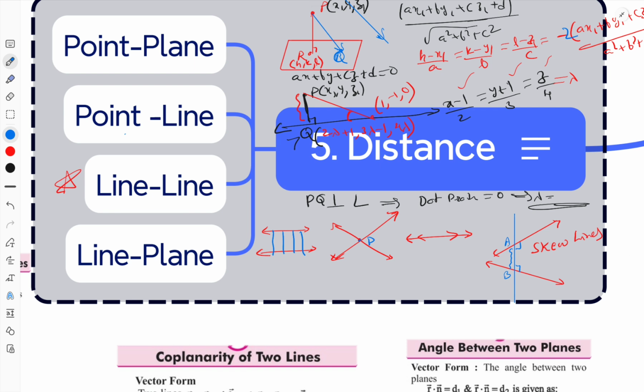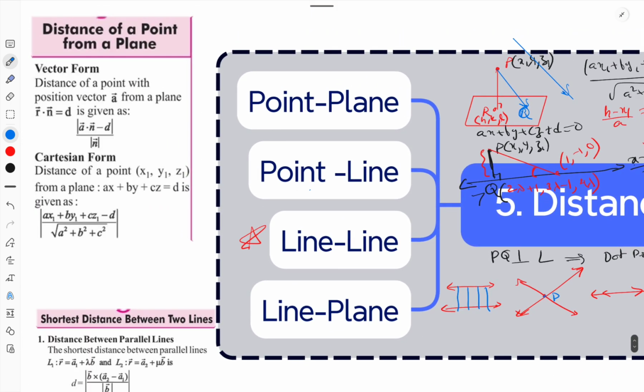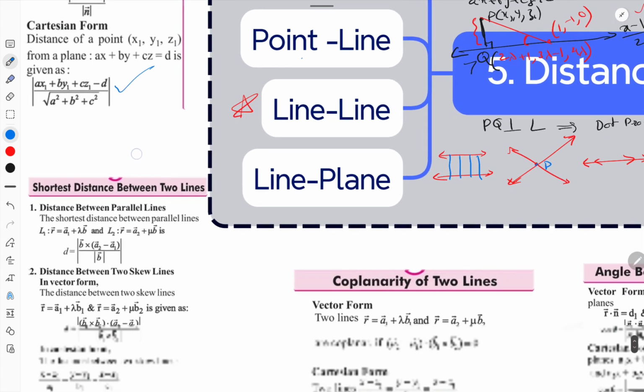Okay, let's see that one also. So next, line and a plane. For line and plane, we have discussed how to find the point of intersection and whether the line is parallel or perpendicular to the plane. Let's look at the distance of a point from the plane. We have discussed the modulus formula for that.